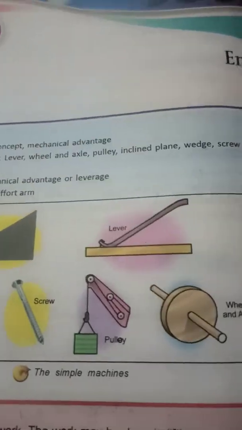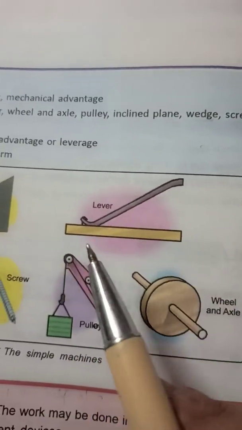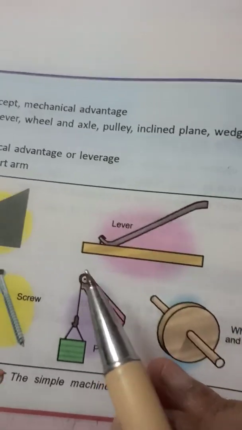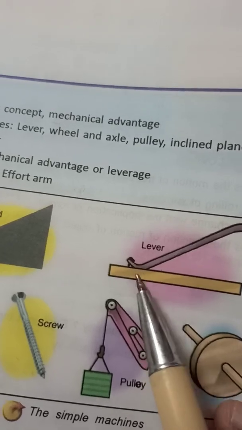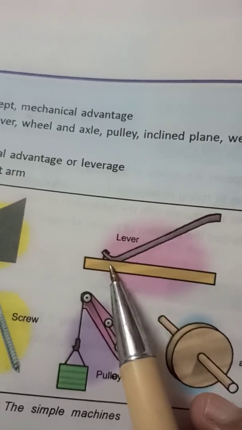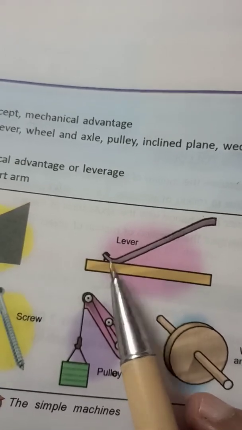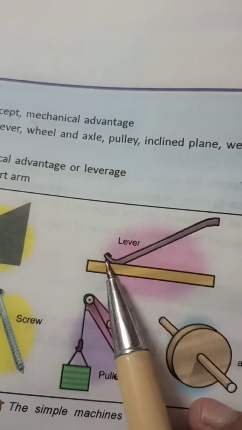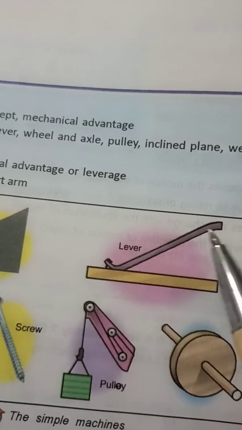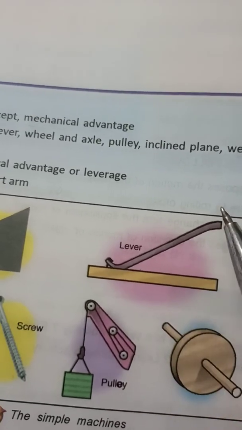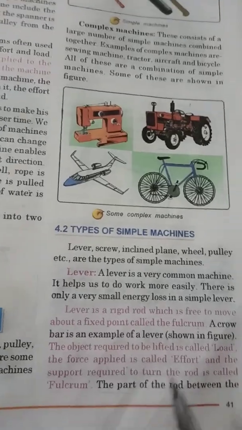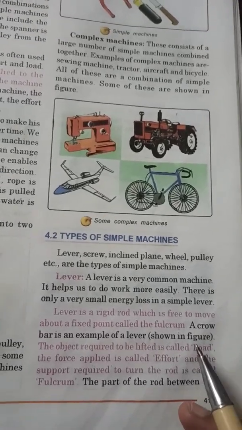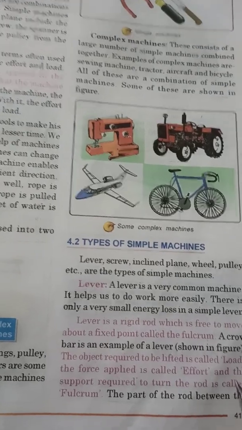Now see, if we look at this figure, this is the picture of a lever, right? And this part is called the fulcrum, meaning the attached part is called the fulcrum, and it is a fixed point, okay, it can't be moved. But whenever we need to use this machine, we will just move this part, okay. Now a crowbar is an example of a lever shown in the figure. We will just see the figure on the next page, okay.